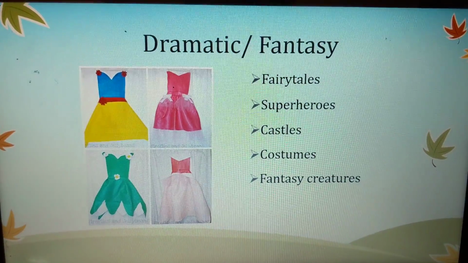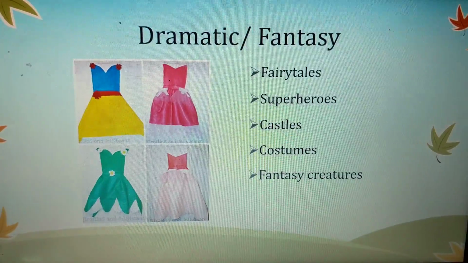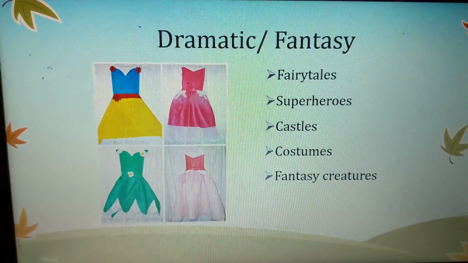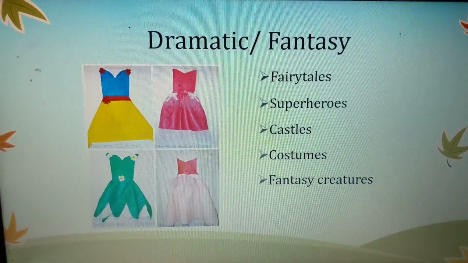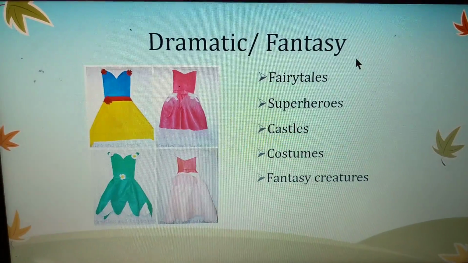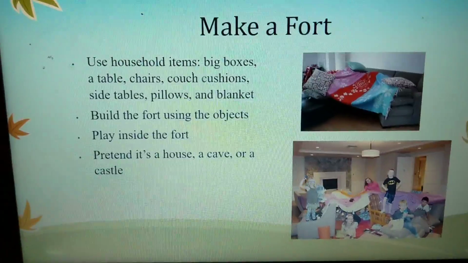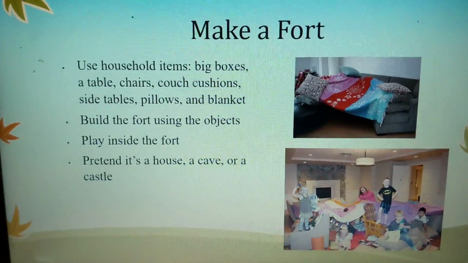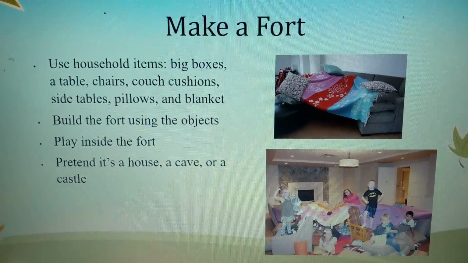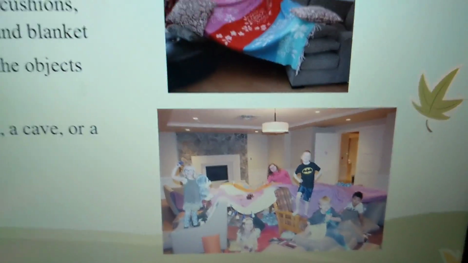Dramatic fancy includes fairy tales, superheroes, castles, costumes, and fancy creatures. You can use homemade costumes such as a blanket and superhero, or them using your clothes. You can make a fort. Use household items like boxes, chairs, table, couch cushions, pillows, blanket. Build the fort and then play. You see these children are climbing and pretending that it's a castle or a cave.